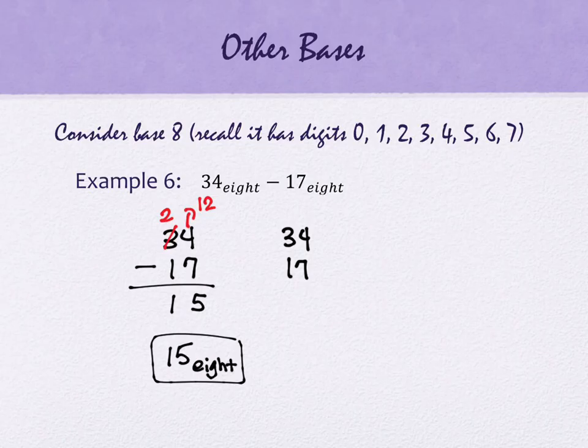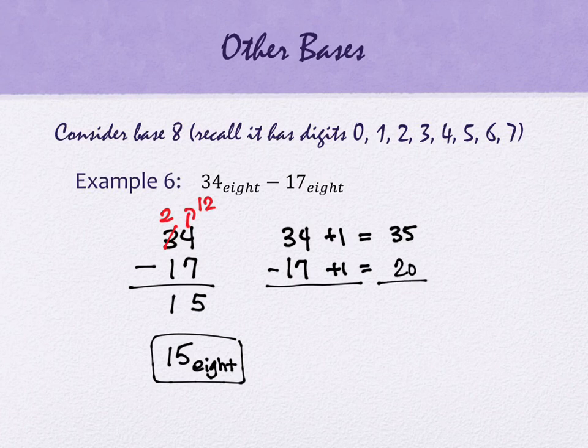Just 1. Okay, so if I add 1 here and I add 1 here, the 3, 4 becomes a 3, 5. What will the 1, 7 become? 2, 0. The number after 1, 7 is 2, 0. And then what's 3, 5 minus 2, 0? 1, 5. Base 8.